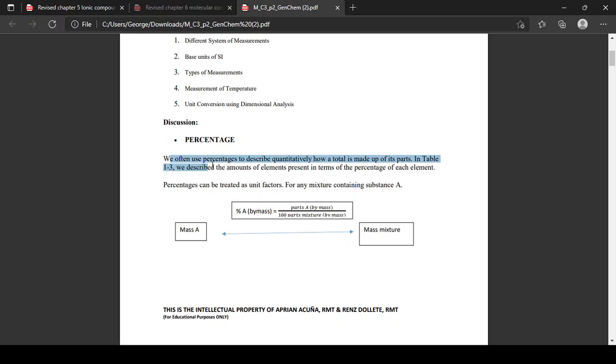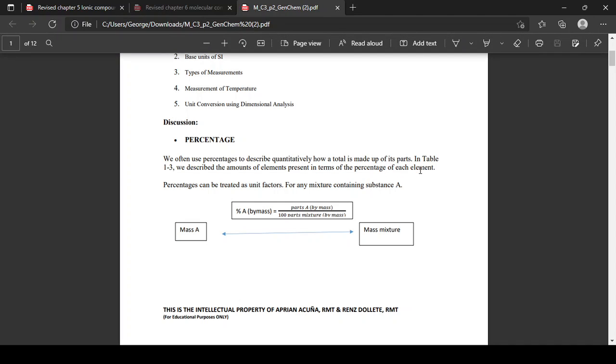In Table 1.3, we describe the amounts of elements present in terms of the percentage of each element. Percentage can be treated as unit factors for any mixture containing substance A. So, parts A is on top, and we multiply. What is at the bottom is parts per 100. So, 100 is given at the bottom, and that is your percent by mass. Check this formula.